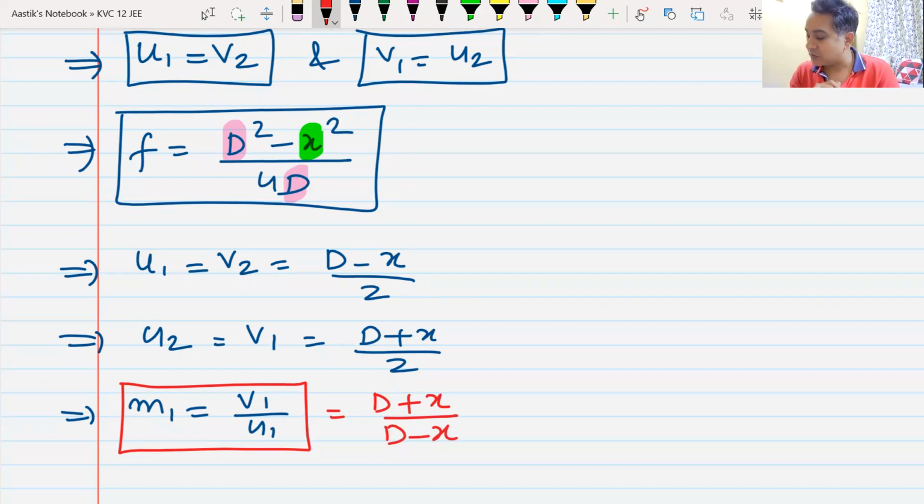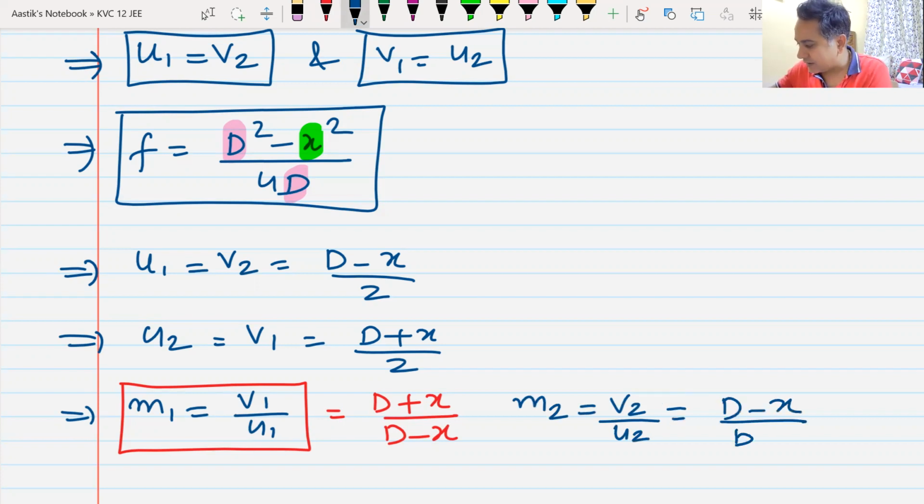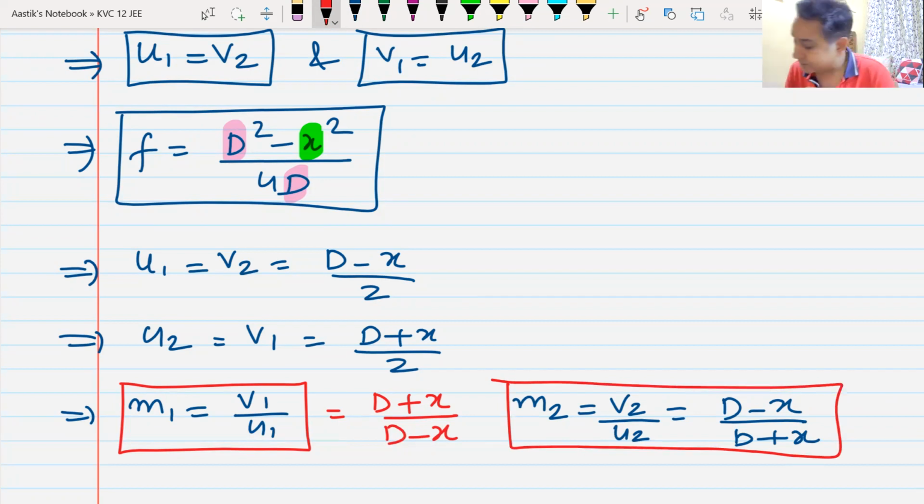So m1 will be equal to d plus x upon d minus x. Do you see this? Yes or no? m2 will be equal to v2 by u2. So if I divide v2 by u2, I will get d minus x upon d plus x. These are the only two things that I had to tell you. So you can note it down. m1 is d plus x upon d minus x. m2 is d minus x upon d plus x.